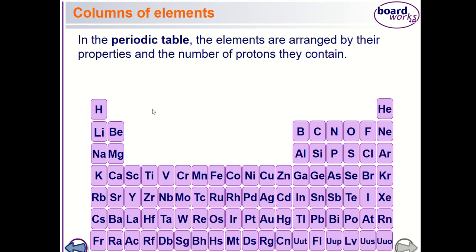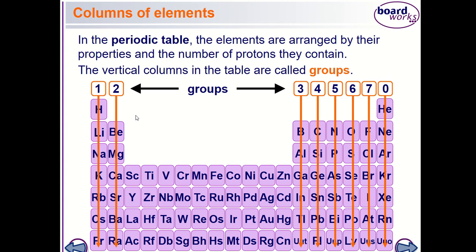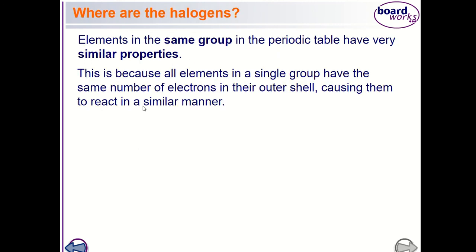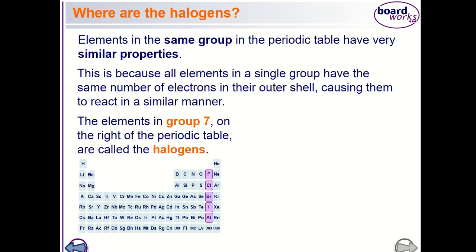So you should have a fairly good idea now of the geography of the periodic table. What's on the screen should look fairly familiar to you. You've got your vertical columns, which are your groups, and you've got your periods running horizontally. Within that we have the halogens. We can see those halogens highlighted in purple here, and those are group 7, and they're all in the same group because they all have the same number of electrons in their outer shell. And if they all have the same number of electrons in their outer shell, that means that they are all able to react in a very similar way. That's why they're put in the same group.